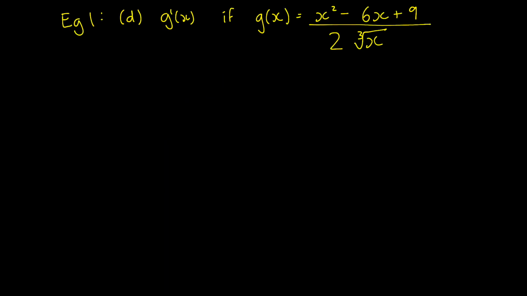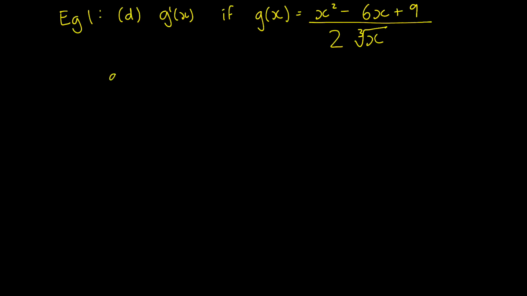Okay, example D. Determine the derivative of g if g of x equals x squared minus 6x plus 9 over 2 times the cube root of x. Okay, so the first thing we do here is we need to, again, get it into a format that we can derive. And that means getting rid of the surd sign.